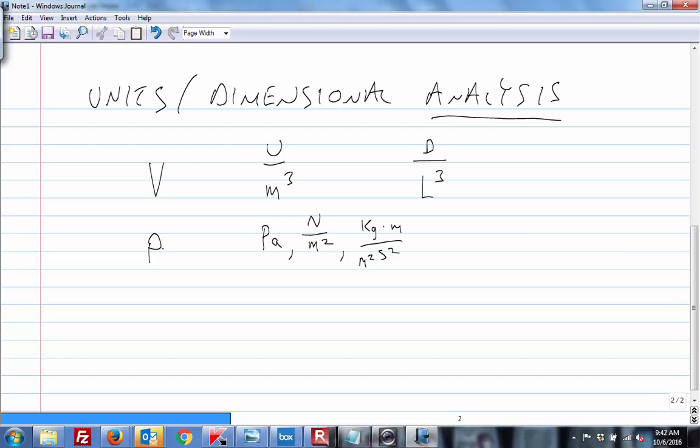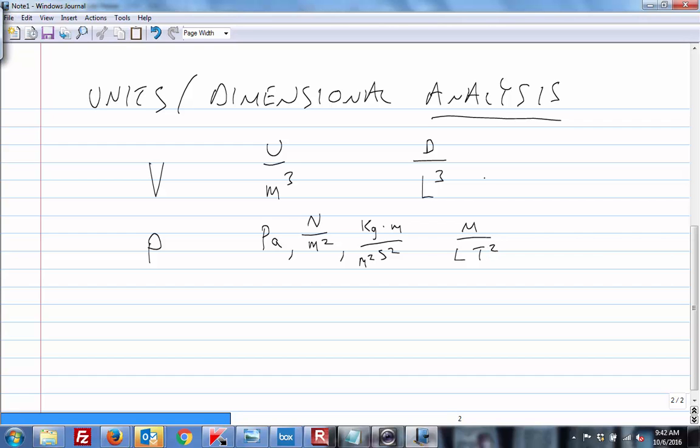So the dimensions on pressure, let's see if we can do this here. Here's mass over time squared. And then, let's see, we need length in here as well. Yeah, and I think we end up with just, so we've got kilograms become M for mass, the meters become L for distance, and then the second squared becomes T squared for time. I believe that those are the dimensions for pressure.